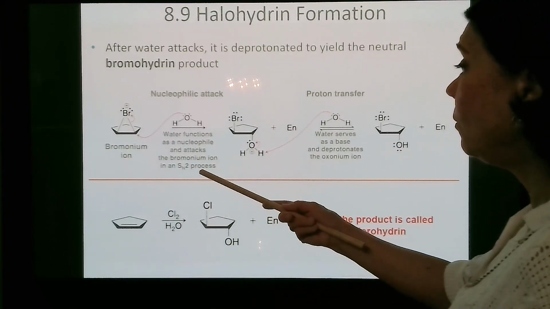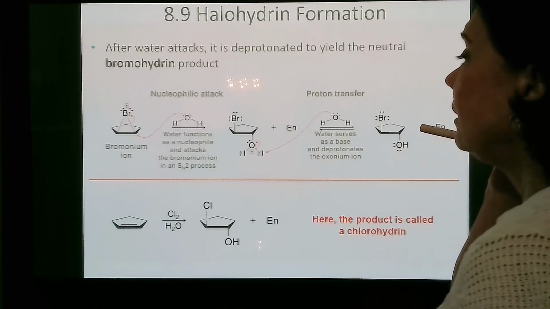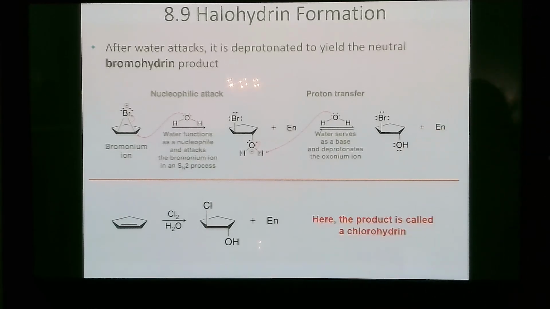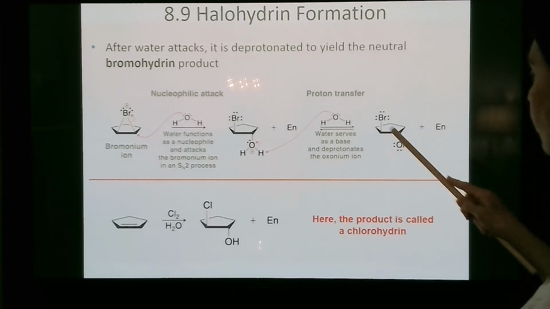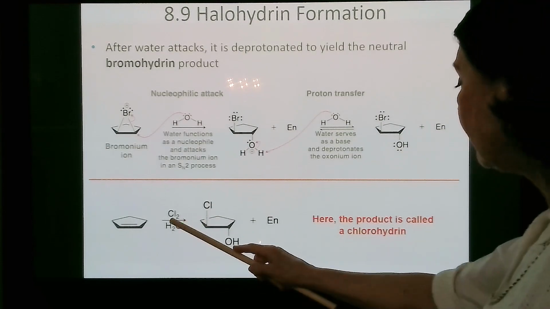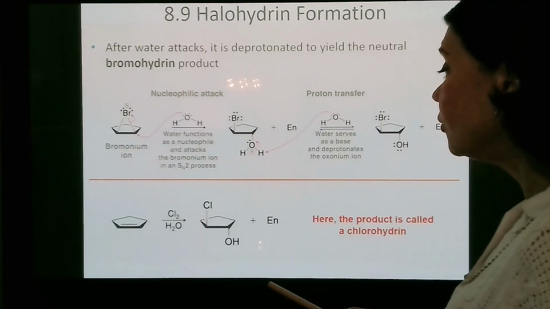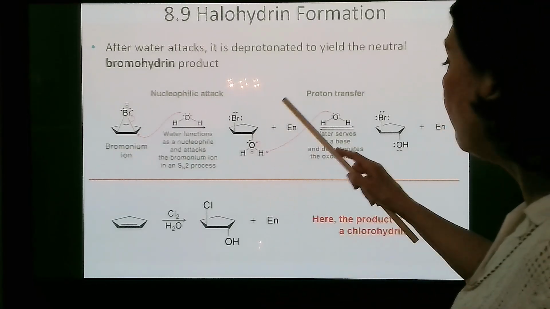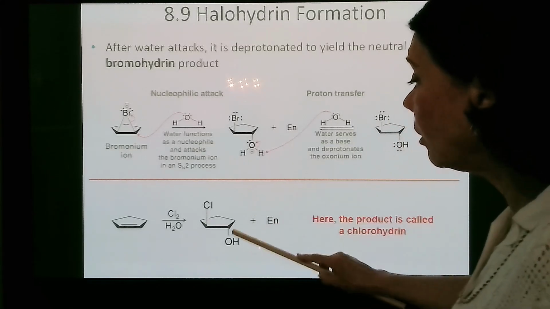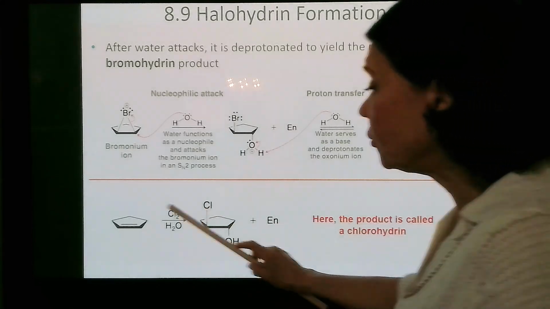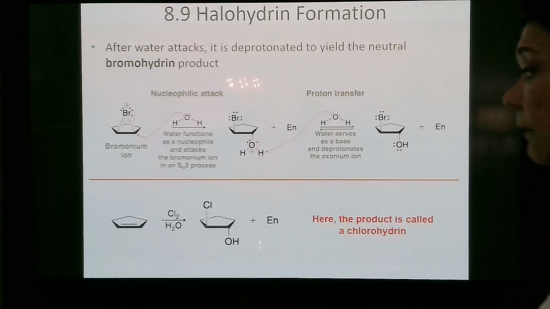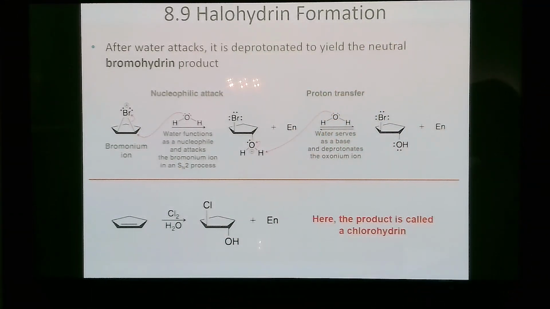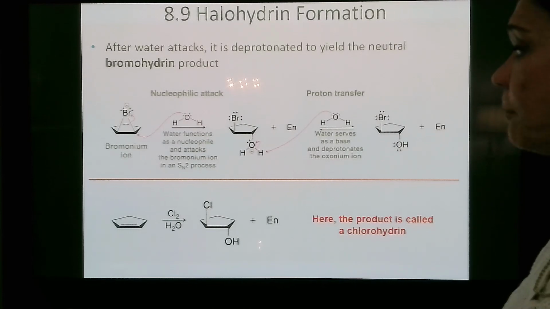Okay, so let's see if there's anything here. This gives a little more information, but water removes the proton. Here's your product. You can have the same thing happen. So this is a bromohydrin. This is a chlorohydrin. This reaction will go through the chloronium ion. Okay, so it's the analogous mechanism.